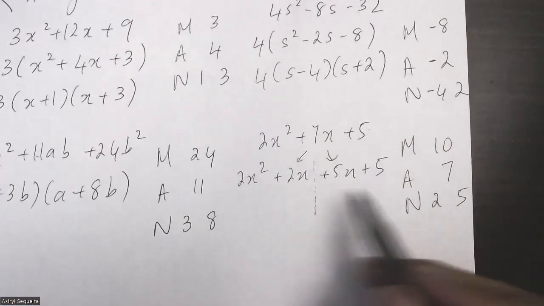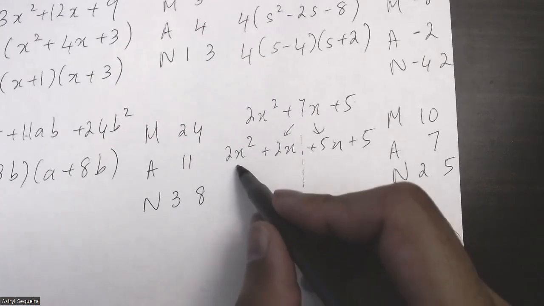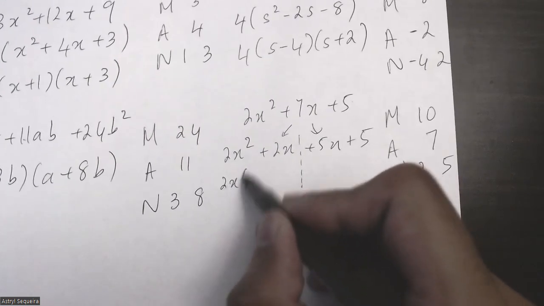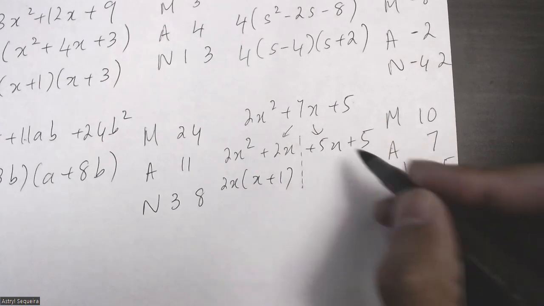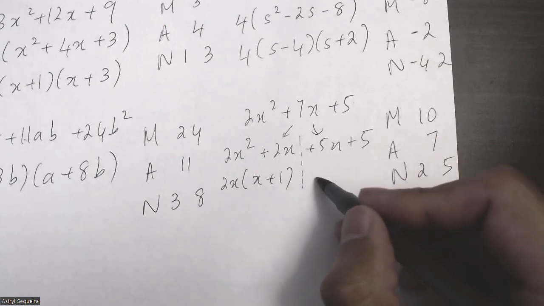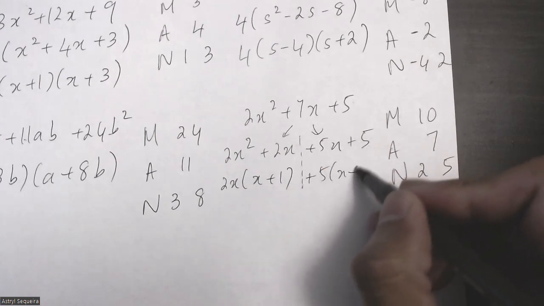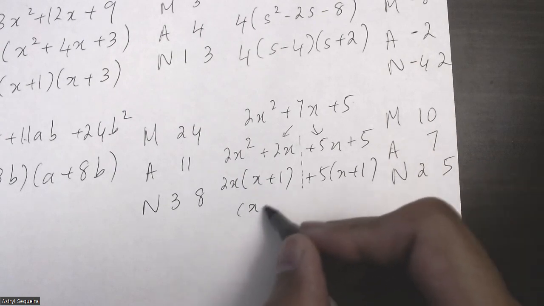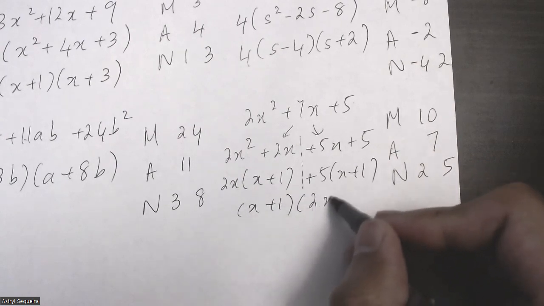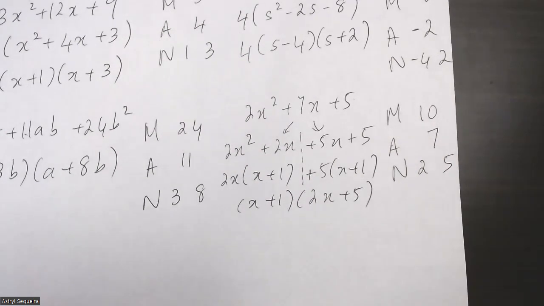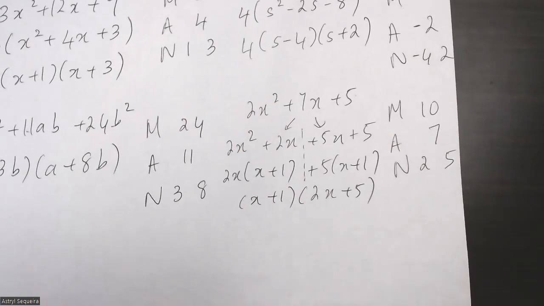We're going to put a line in the middle, and we're going to factor by grouping. So I'll factor out x over here, and I'm left with 2x plus 5. Actually, I'll factor out 2x over here, and I'm left with x plus 1. And over here, I will factor out 5, and I'm left with x plus 1. And then I'll just factor out x plus 1, and I'm left with 2x plus 5. And that is my final solution. That's how you factor complex trinomials.